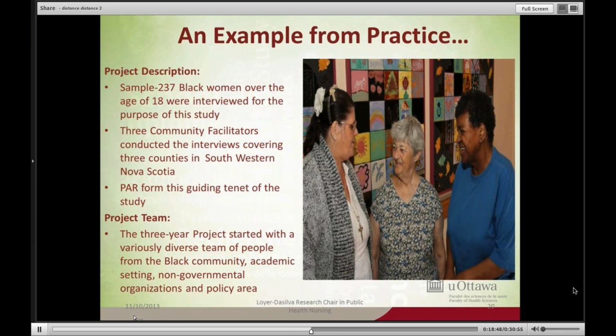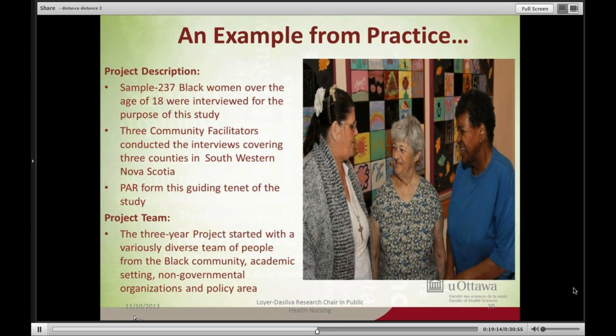It was a mixed method study, mostly qualitative in nature. The sample included 237 Black women over the age of 18 that were interviewed. We had 3 community facilitators who helped in conducting the interviews covering 3 counties in southwestern Nova Scotia. Participatory action research formed the guiding tenet for the study.